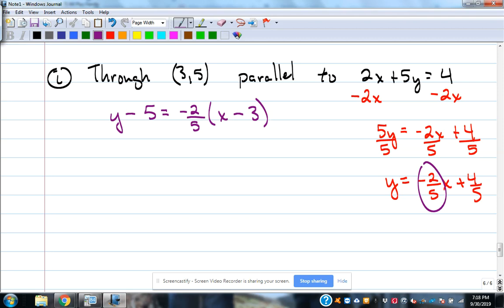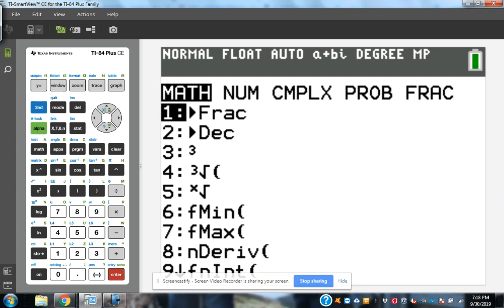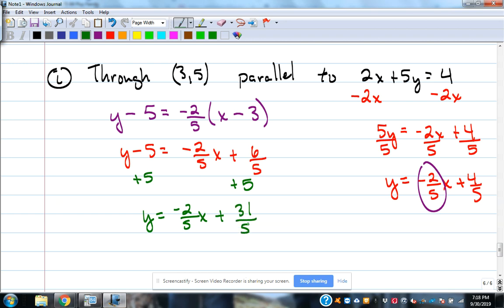The slopes are the same. Let's write that in slope-intercept form. So what do I do to get that into slope-intercept form? Distribute. So y minus 5 is equal to negative 2/5 x plus 6/5. One more step to get it into slope-intercept form. Move the 5. y is equal to negative 2/5 x plus something. So 6/5 plus 5 is 31/5. So there's slope-intercept form. This is point-slope form.